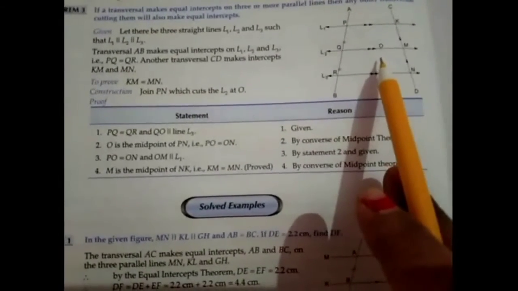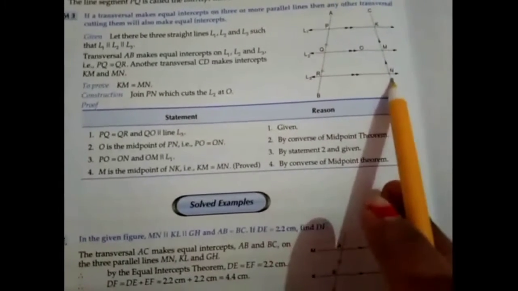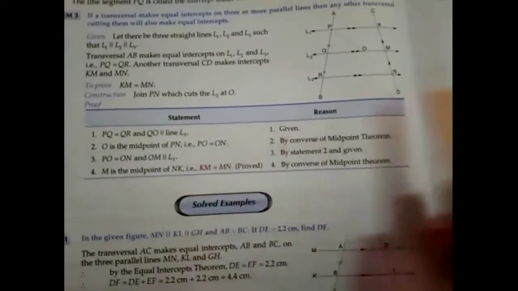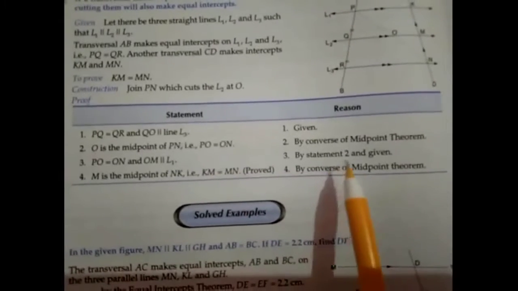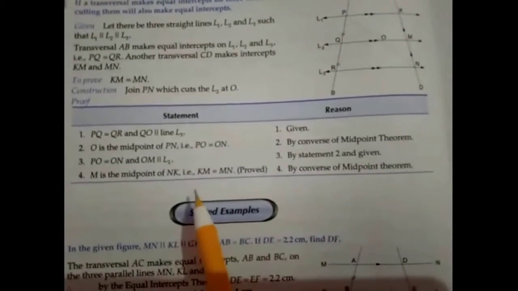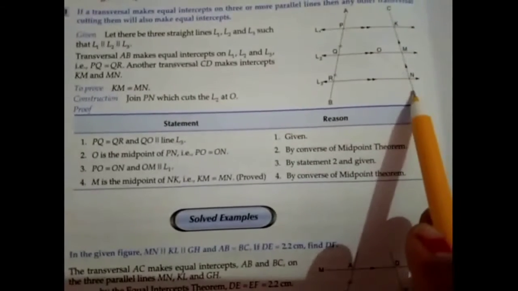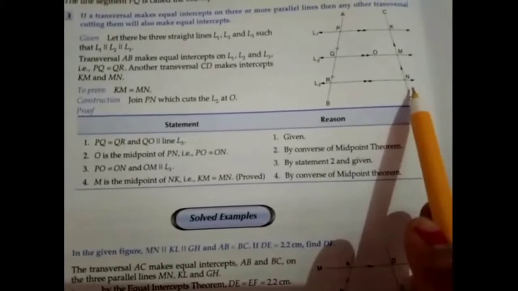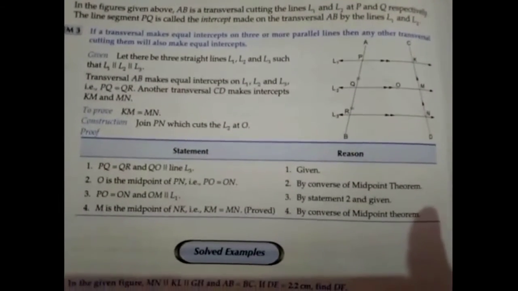So we can say that PO is equal to ON by the converse of the midpoint theorem. That is PO equal to ON and OM is parallel to line L1 by statement number 2 and given. M is the midpoint of NK. M is the midpoint of NK. So we can say that KM equal to MN, proved by the converse of the midpoint theorem. Okay. So here your equal intercept theorem is proved.